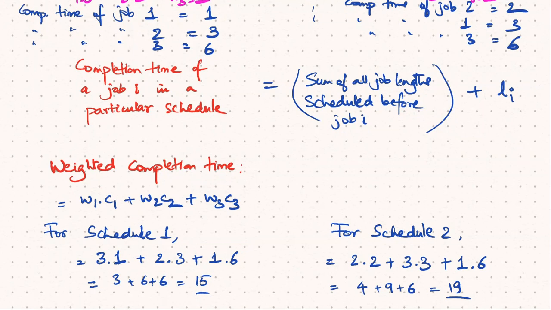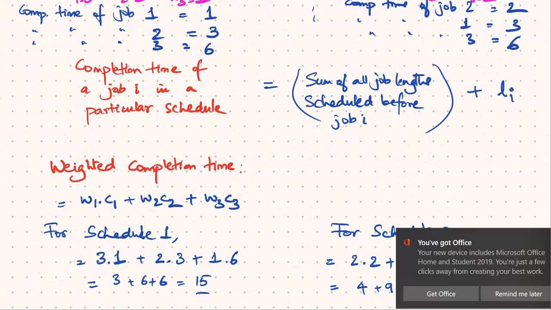So given these two schedules, which one would you pick? Which of these two would you say is a better way to schedule the jobs, given these weights and their completion times?